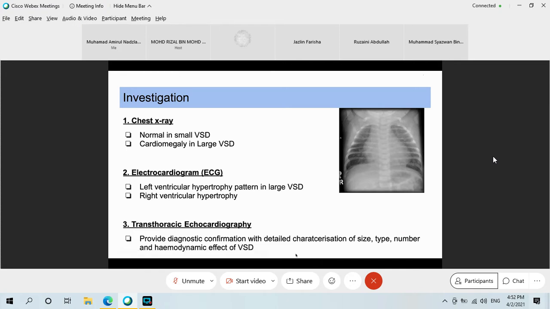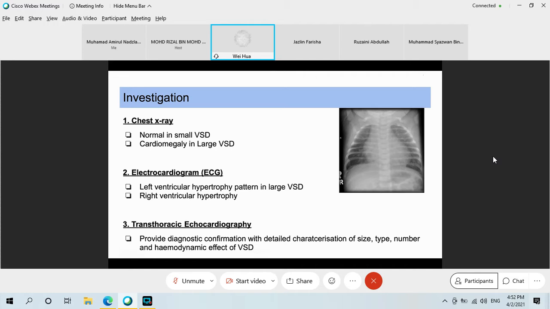For the investigation, the first is that we are going to do the imaging too. On the chest X-ray, if the ventricular septal defect is small, we cannot find any significant finding. If the ventricular septal defect is large, we can find the sign of cardiomegaly. For the ECG, the ECG will suggest the finding of left ventricular hypertrophy and also right ventricular hypertrophy, such as the left axis deviation or right axis deviation.